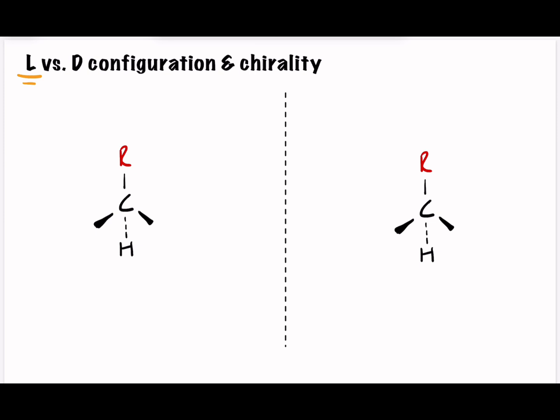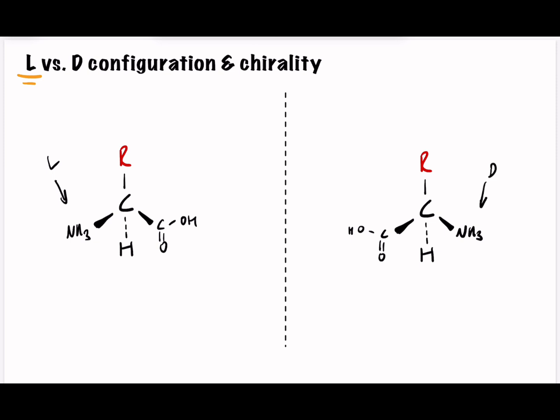But in general, you have two possible configurations for amino acids. One with the NH3 group on the left and the carboxyl group on the right, as such. And then one that's the opposite, the carboxyl group on the left and the NH3 group on the right. And so the way I remember this is if your NH3 is on the left, that is your L conformation, and the opposite is your D.